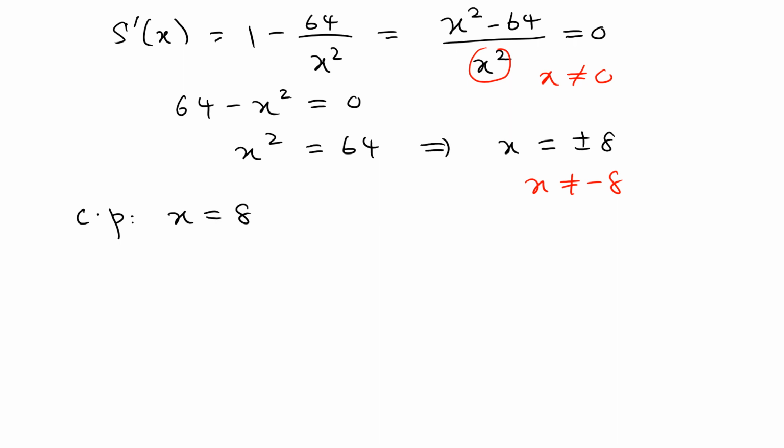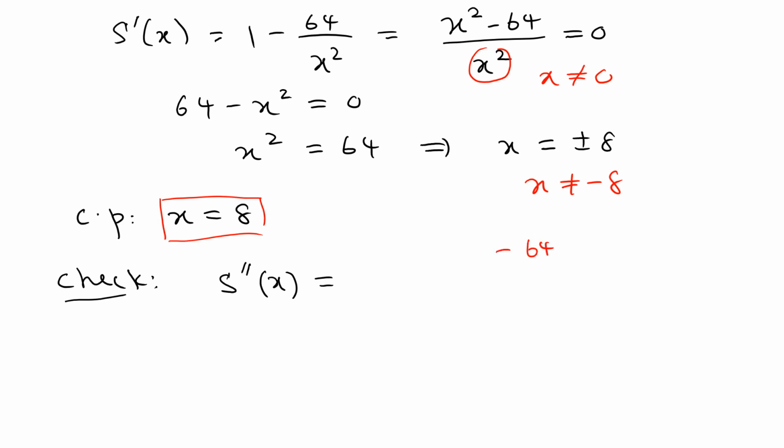Now after we get the critical point, we want to make sure that there is a minimum at this point. For that, we do the second derivative test. Let's look at the second derivative. Using the same trick, you have negative 64 x to the negative 2. So the second derivative multiplies the negative with the negative 2, so you get 2, giving 128 x to the negative 3. That means we can write it as 128 over x cubed.